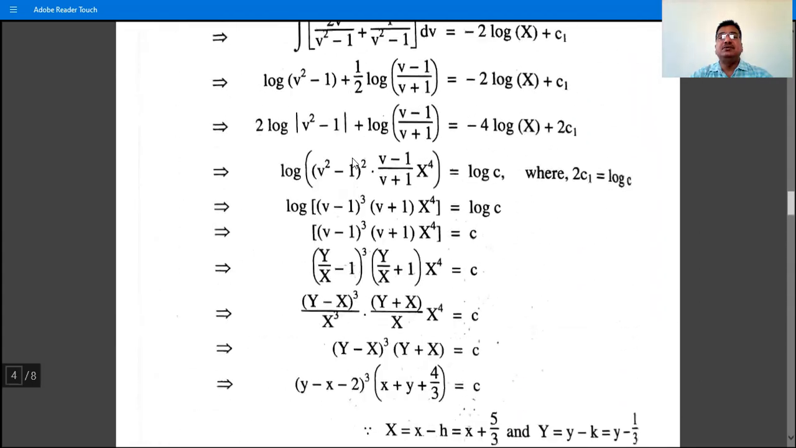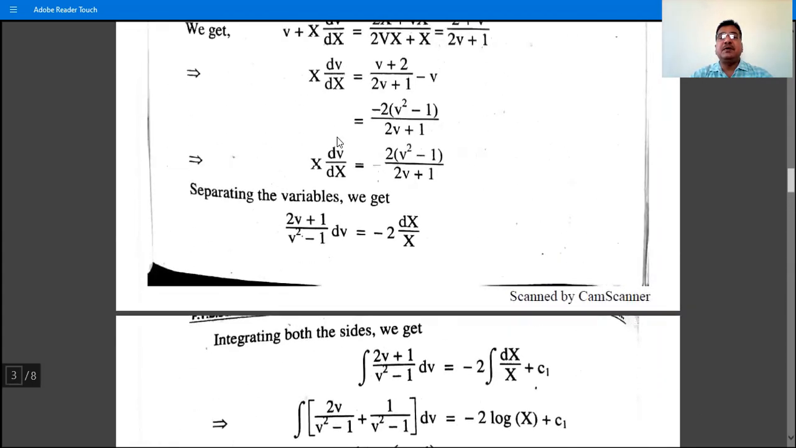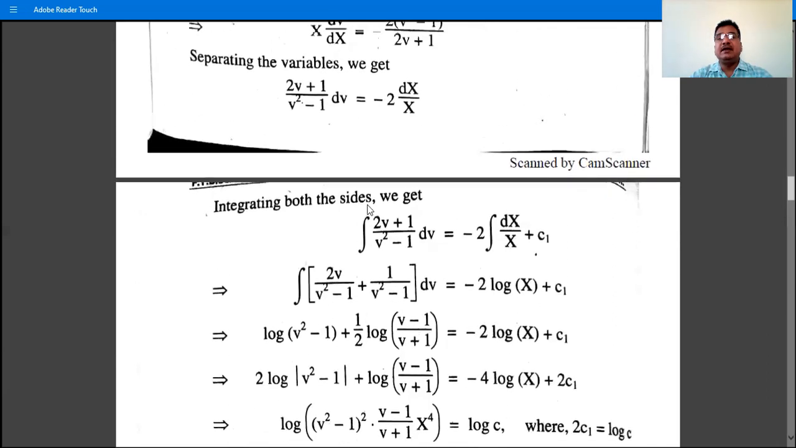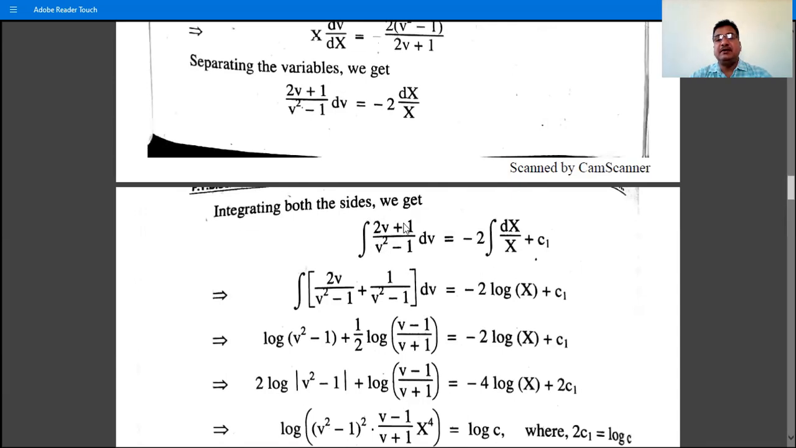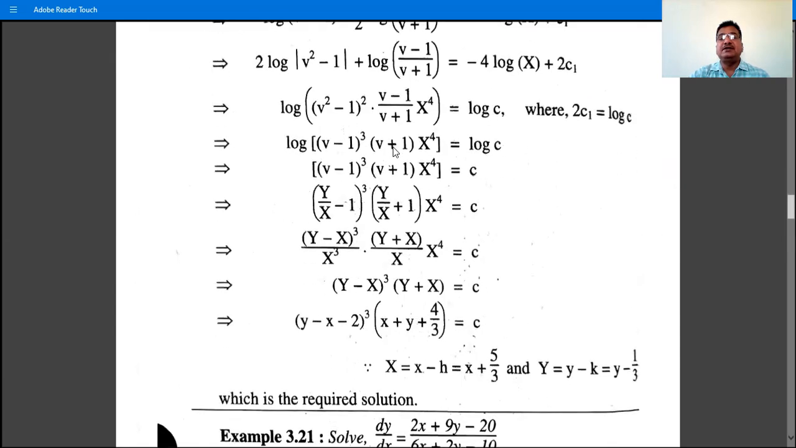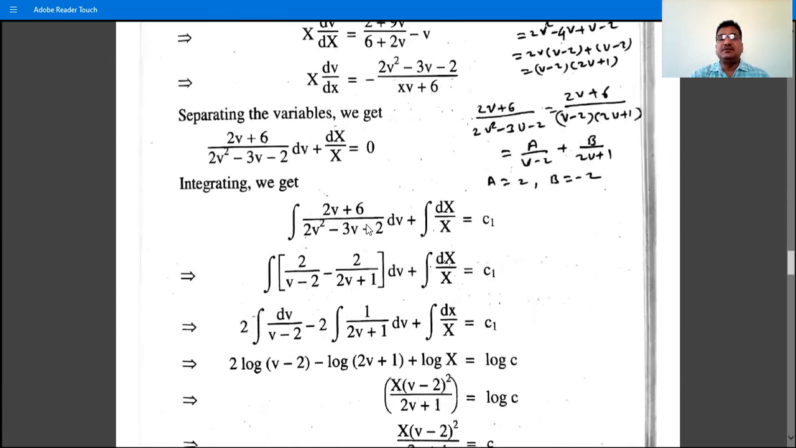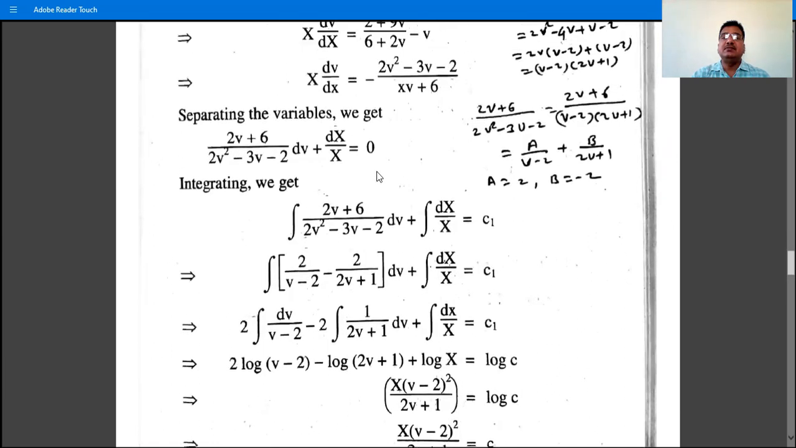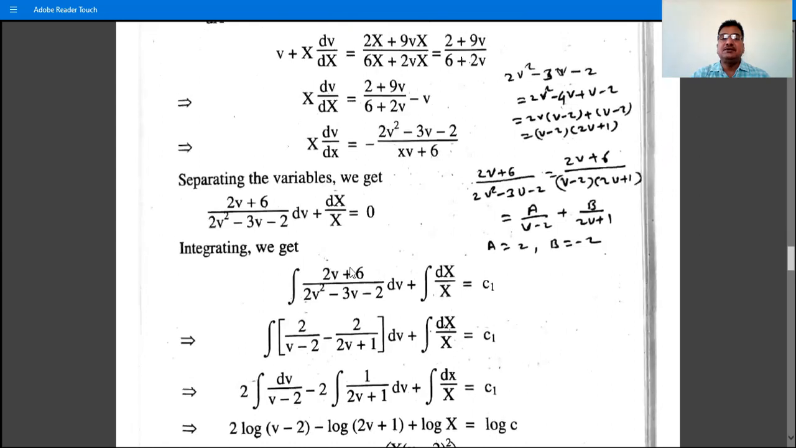Similar to the previous problem, in the previous problem there is no v term in the numerator, because the denominator was v square minus 1. That's why we had that method. We can also integrate (2v plus 1) divided by (v square minus 1) by using partial fractions, that is, factorize v square minus 1 as (v minus 1)(v plus 1) and then apply the method of integration by partial fractions. But here it is now compulsory to apply the partial fraction method to this problem.